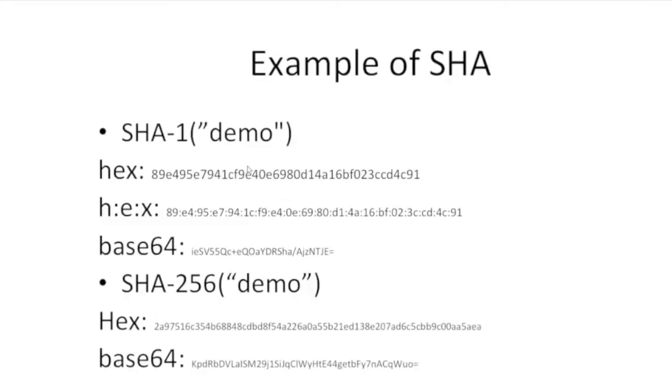For example, if we calculate SHA-1 for the clear text demo, the output will be a message digest of size 160-bit hex value. SHA-256 for the clear text demo: the output will be a message digest of size 256-bit hex value.